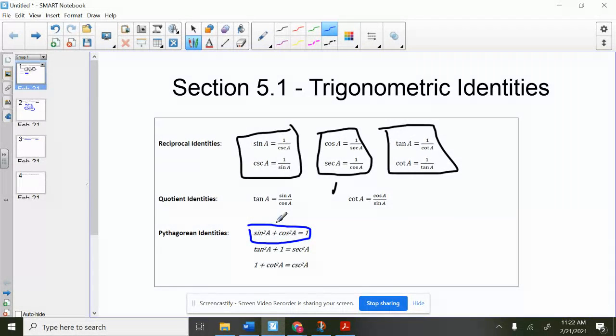It does not say sine plus cosine equals 1. That's a huge distinction. Sine plus cosine is absolutely not equal to 1. There's a reason these are squared. Now, people say, well, square root both sides. I can square root both sides, but you can't square root something that's being added together and simplify that. That doesn't work like that.